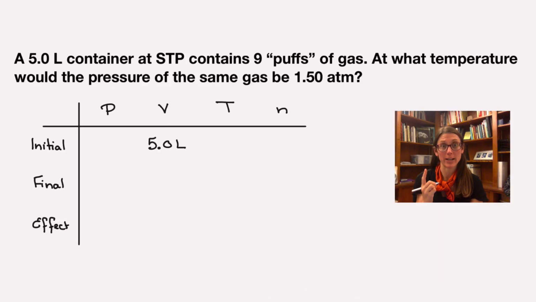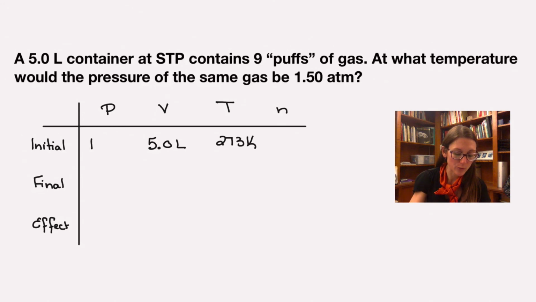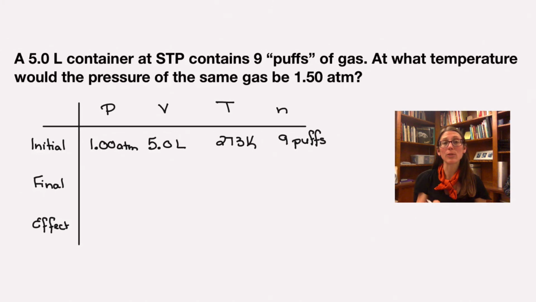Here's where you have to recognize STP. That's standard temperature and pressure. Well, standard temperature is 273 Kelvin, and standard pressure is 1 atmosphere. And then it says I've got 9 puffs of gas. So that is my number of particles. I promise as the year goes on, we'll get a more official sounding unit for particles, but for right now, we're going to stick with puffs.